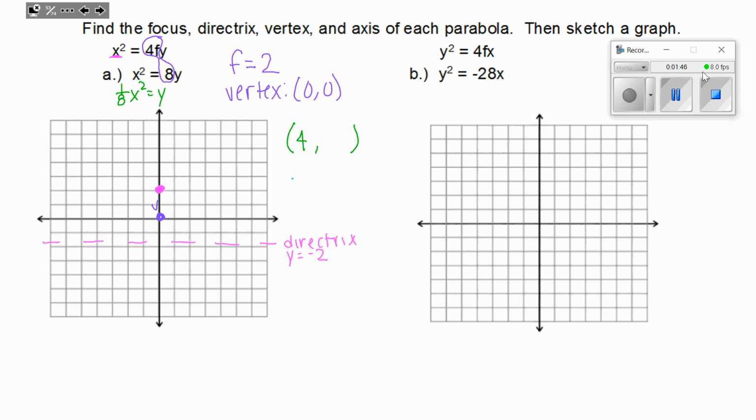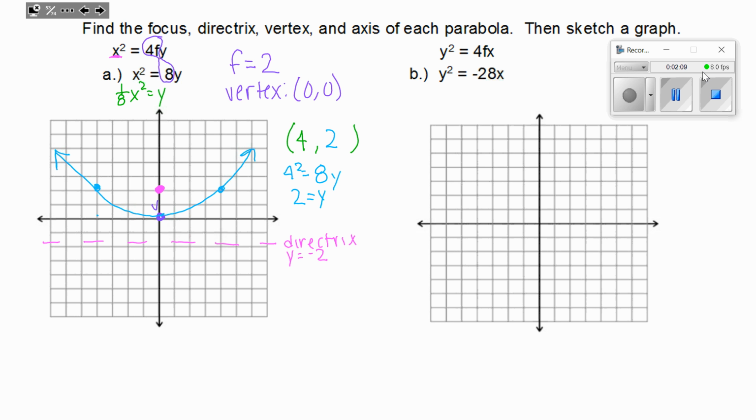So I know that 4 squared is 16, which is a multiple of 8. So that's going to give me y equals 2. So the point (4, 2) and (-4, 2) for symmetry reasons. So this is our parabola, and it does indeed open up wide.